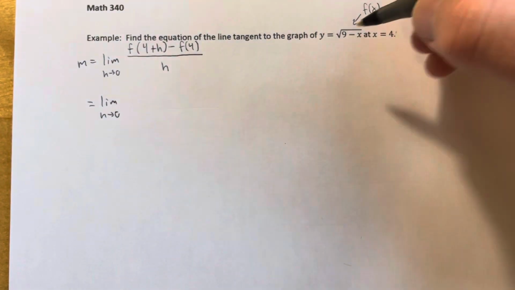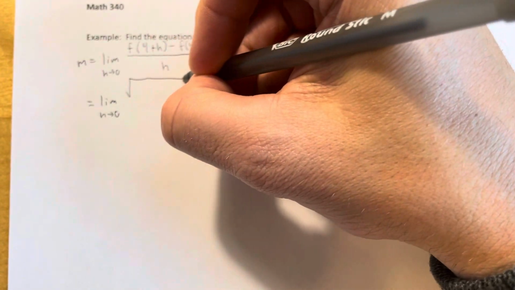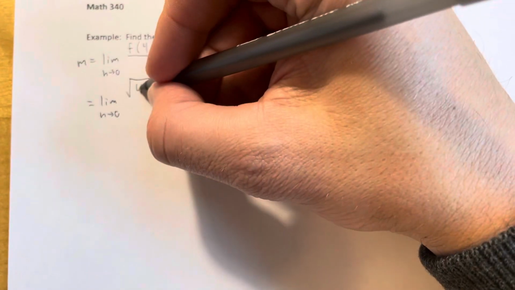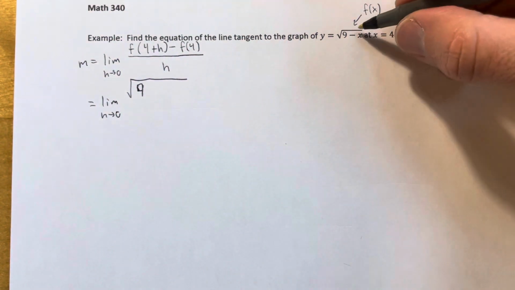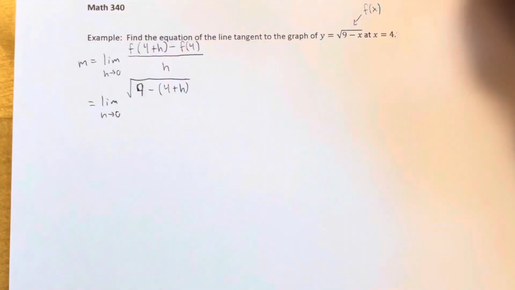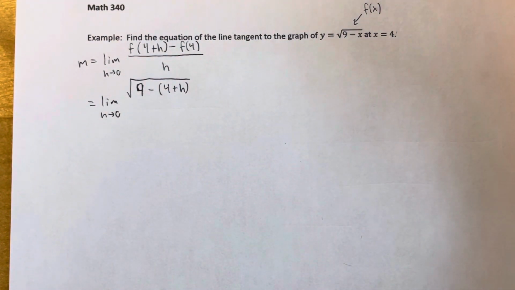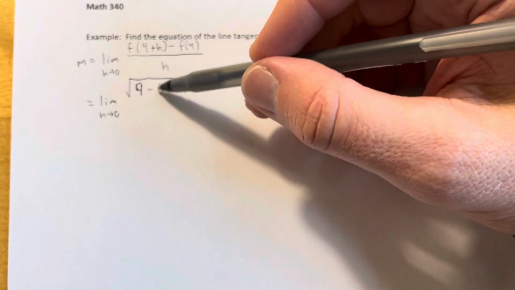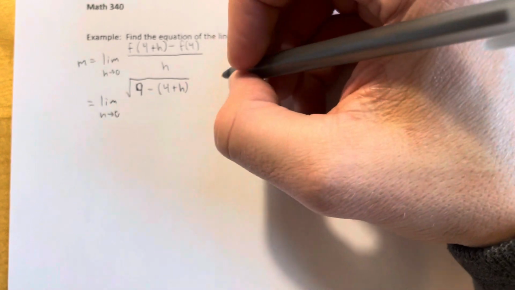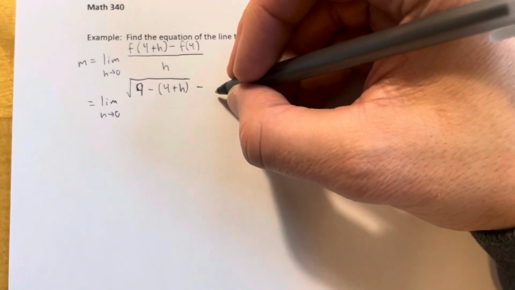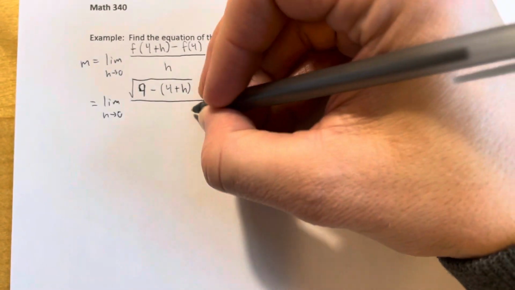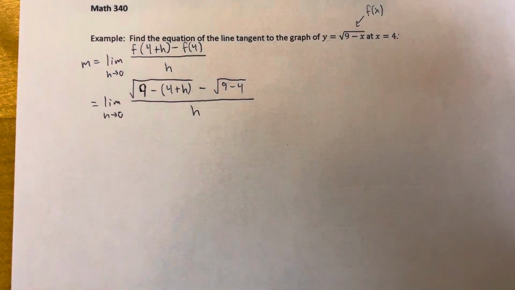Well, I'm plugging things in for x, so that becomes the square root of 9 minus x, so minus (4 plus h). And for the, I don't even know how many times I've said it, but do not forget those parentheses. You will get it wrong if you forget those parentheses. I guarantee it. Minus, plugging a 4 in, the square root of 9 minus 4, all over h. Simplify things as much as you can.